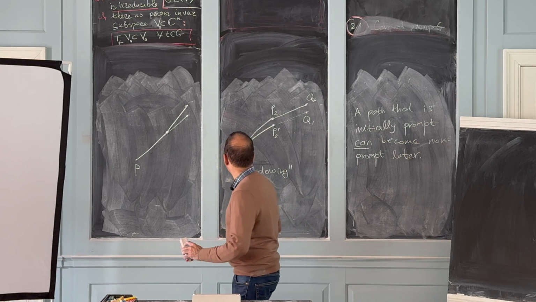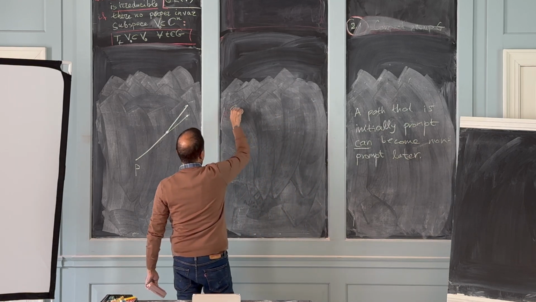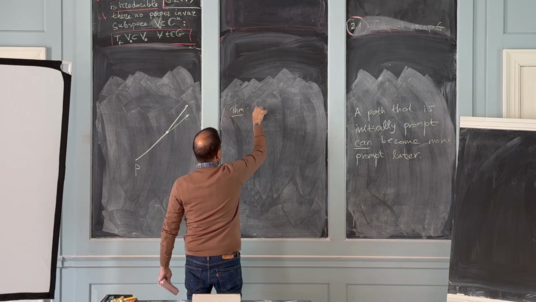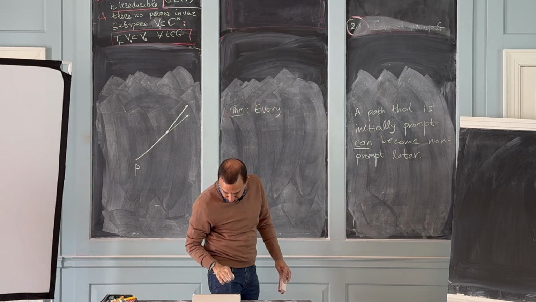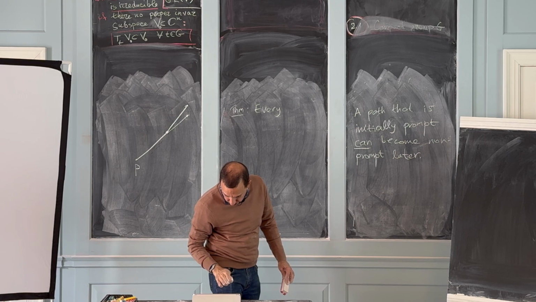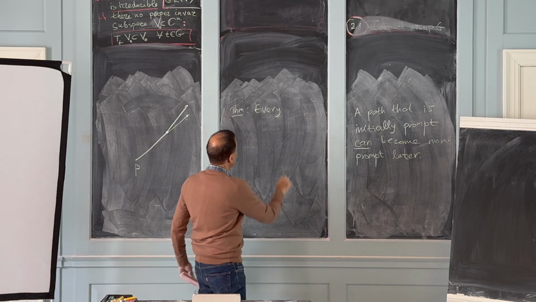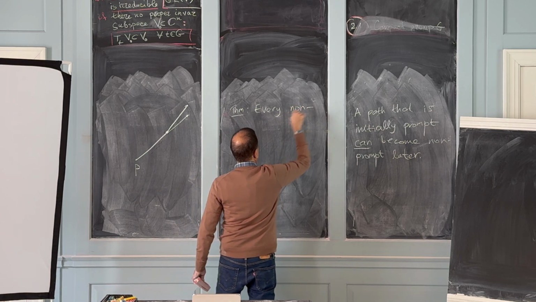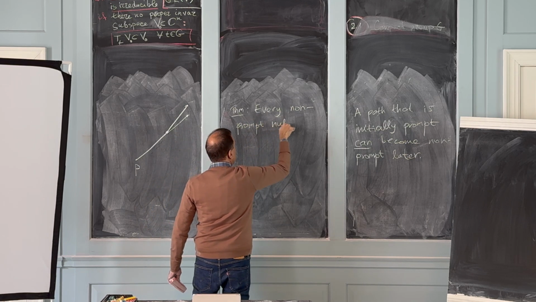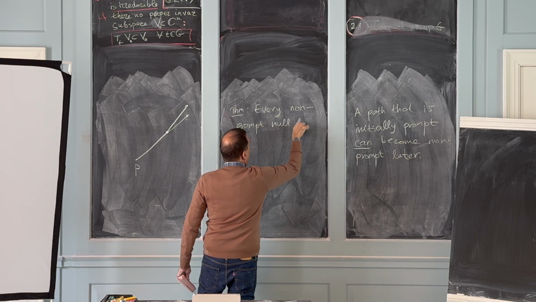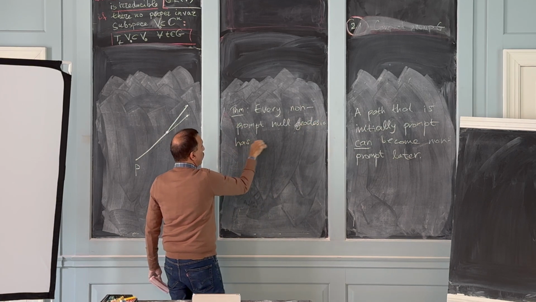But I'll just state a theorem associated to this left scenario. Again, Witten. Every non-prompt, so this is a very non-trivial theorem. Every non-prompt null geodesic has an initial part which is prompt.